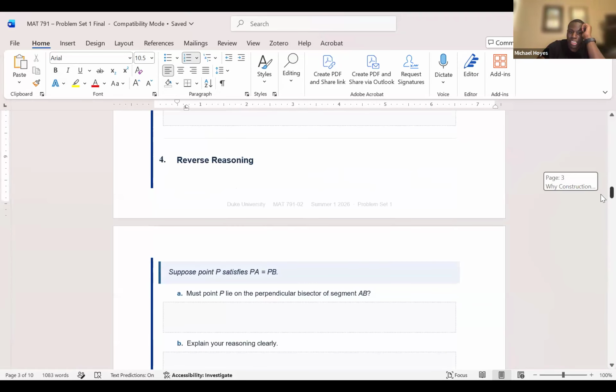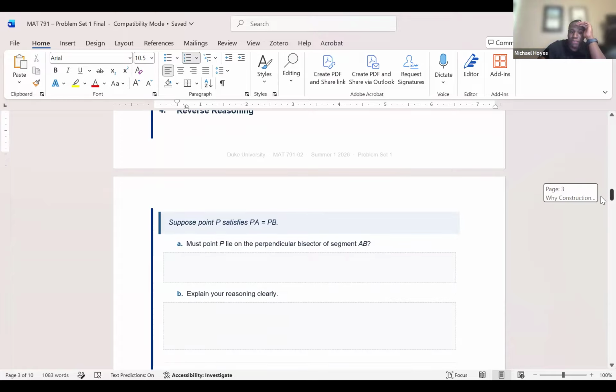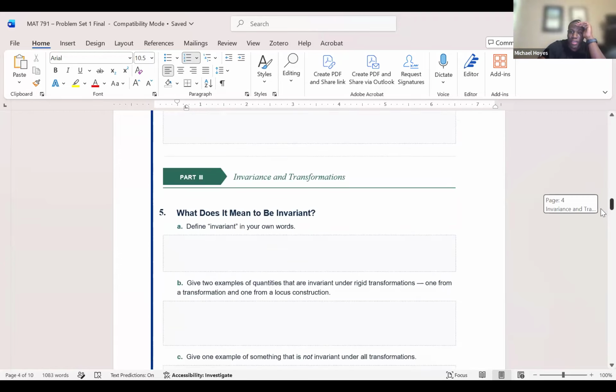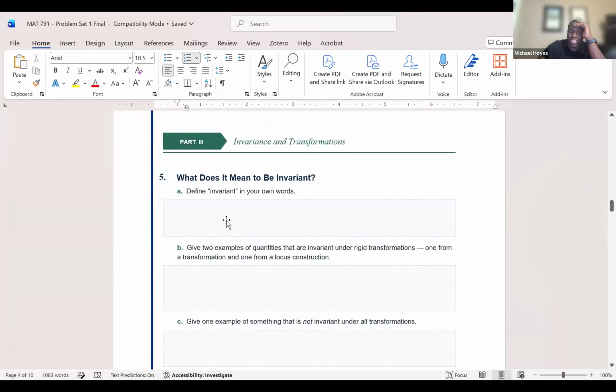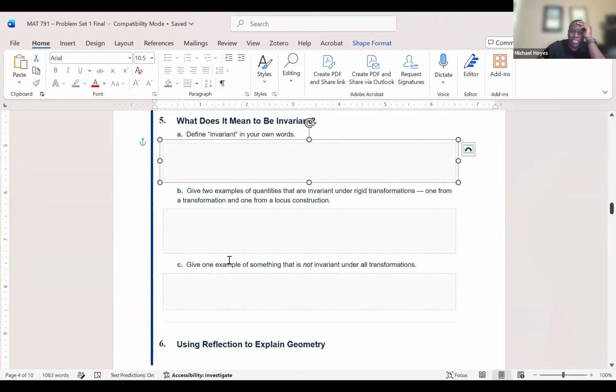Some inverse reasoning. You're told that P satisfies PA equals PB. And now you're going to go backwards to say, must P be on the perpendicular bisector? Which really gets into some of that if and only if type reasoning. Is it biconditional? That kind of stuff. So is it if and only if, or is it biconditional? And so we'll explain what your thought process is. What it means to be invariant. So again, you have your own words, preferably in English, and then we go from there.